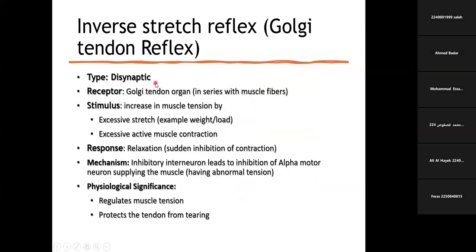The inverse stretch reflex is a disynaptic reflex. The receptor is the Golgi tendon organ. The stimulus is an increase in muscle tension by excessive stretch, for example, by lifting a weight, or by excessive active muscle contraction. What is the response? The response is relaxation, or sudden inhibition of the contraction. What is the mechanism? The mechanism is that an inhibitory interneuron leads to inhibition of the alpha motor neuron supplying the muscle that has got more tension. What is the physiological benefit? It regulates the muscle tension and protects the tendon from tearing.